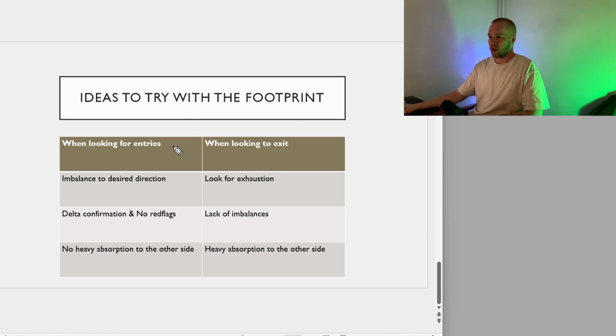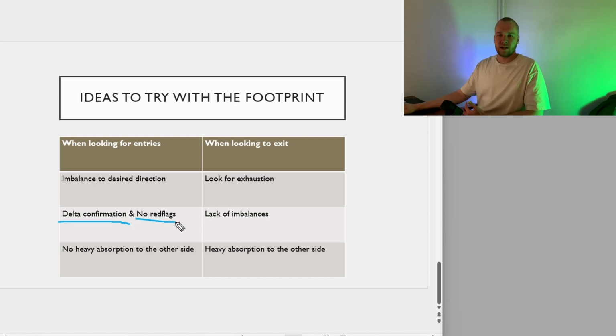So when you're looking for entries, you want to see imbalances to the desired direction. So if you're looking to buy, you want to see the green numbers on the buy side. Very obvious. You want to see a delta confirmation. You want to see a strong max delta and a weak min delta.